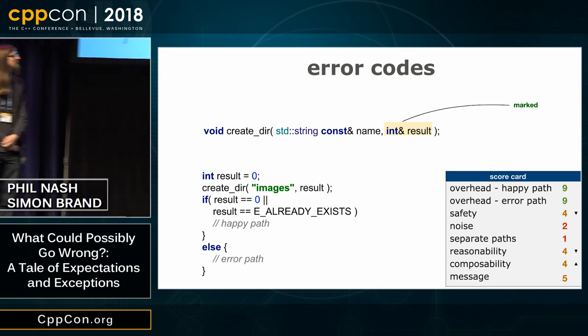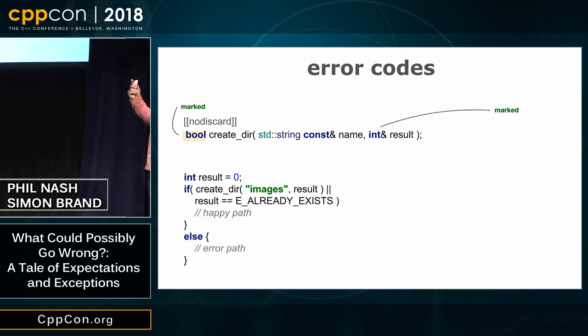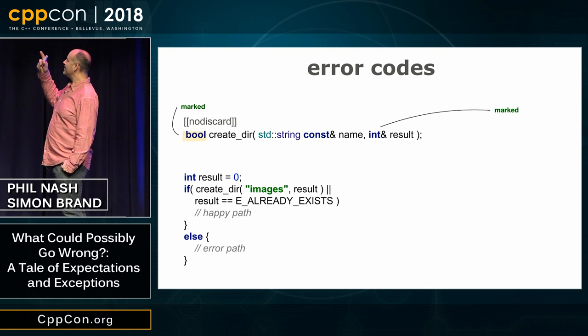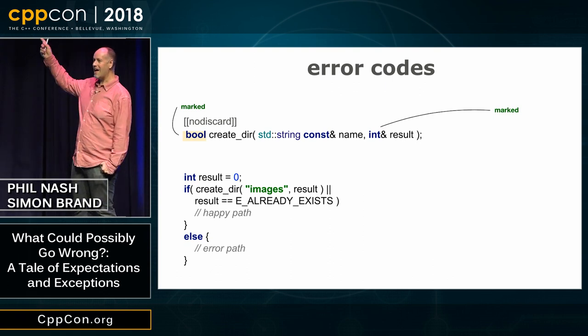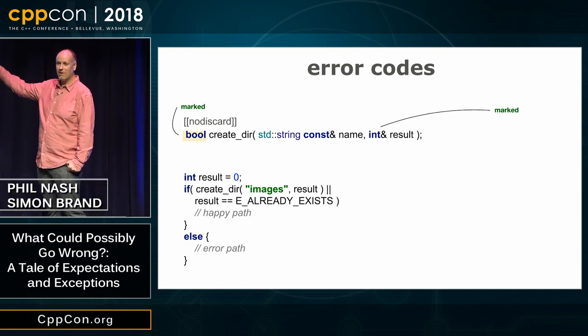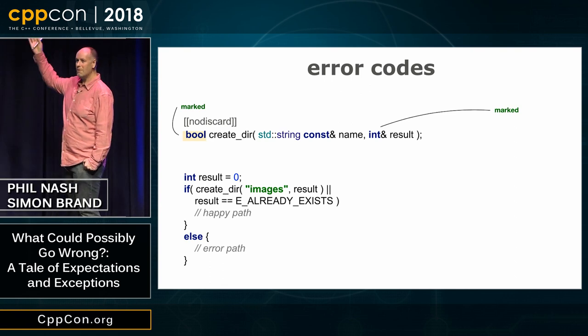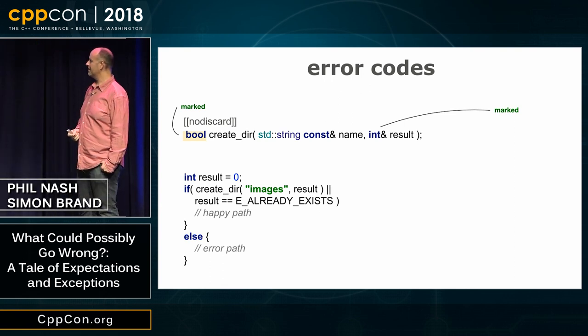Okay, well, if you want to make it safer, how about we return a bool? No, don't do that. And we have an out parameter. Now we only have to check whether an error occurs. And if we want to know more, we can check the out parameter. No.